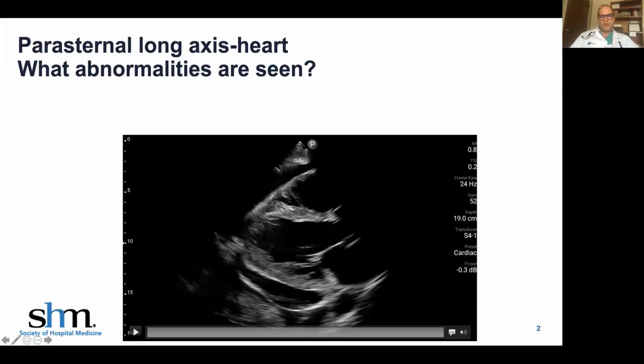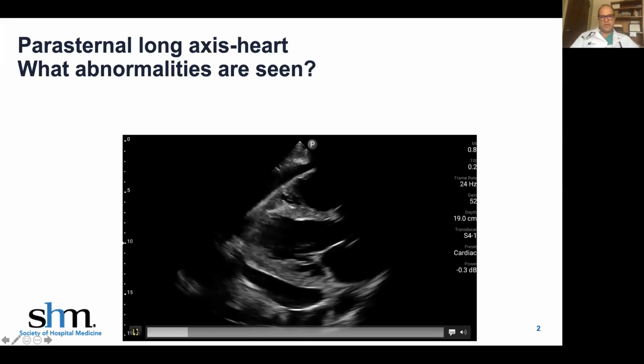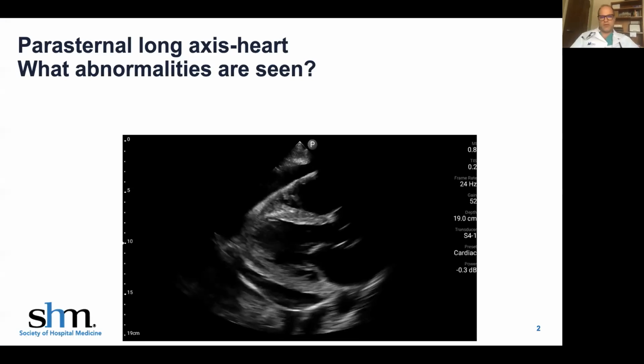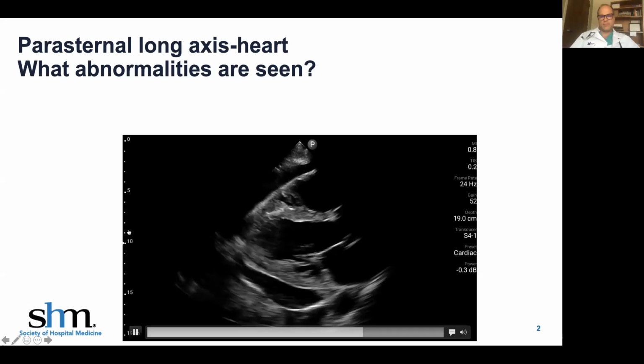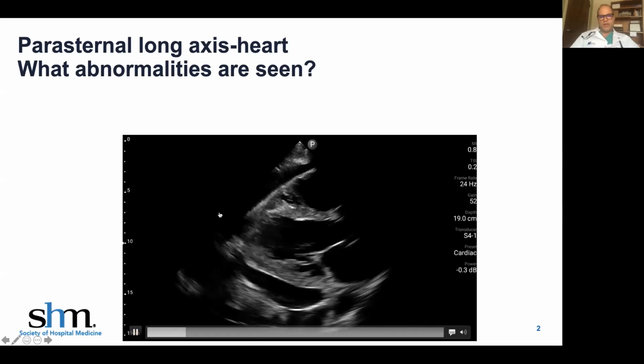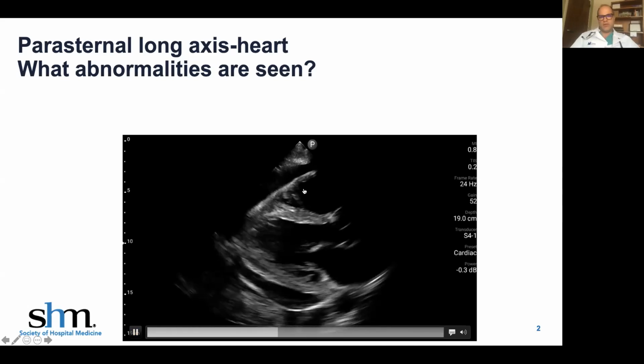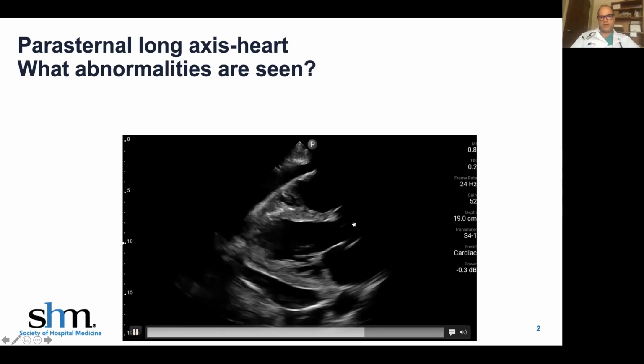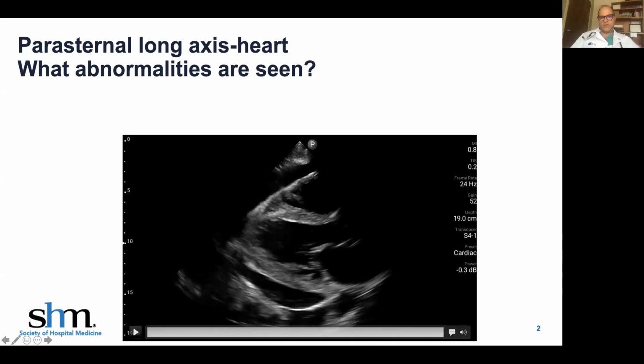Here is his parasternal long axis view of the heart. Take a look at this and see if you can see any abnormalities present. So what I want to point out first is he's got enlargement of the right ventricle here relative to the aorta, also enlargement of the left atrium.